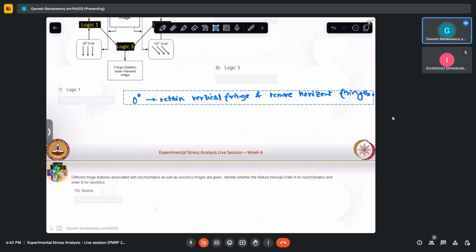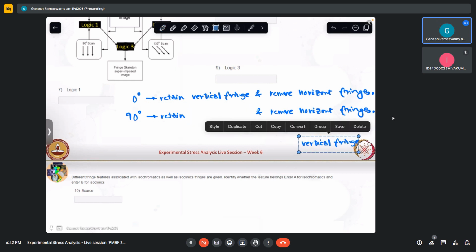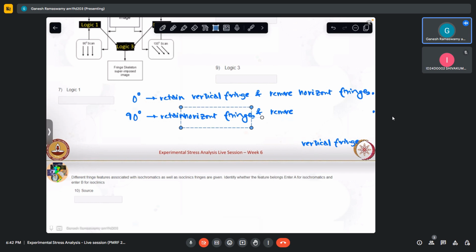Similarly, if I go for a 90 degree scan, we know that a 90 degree scan basically retains horizontal fringes. A 90 degree scan will retain horizontal fringes and remove vertical fringes.